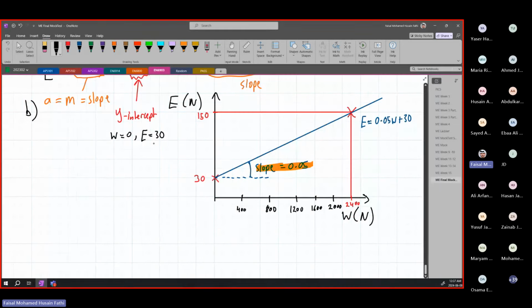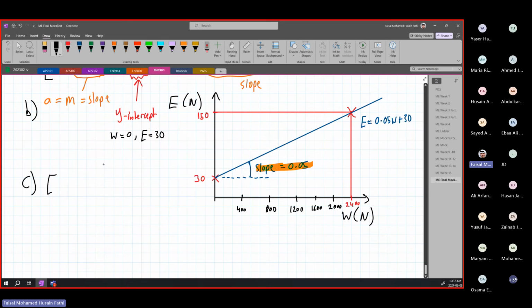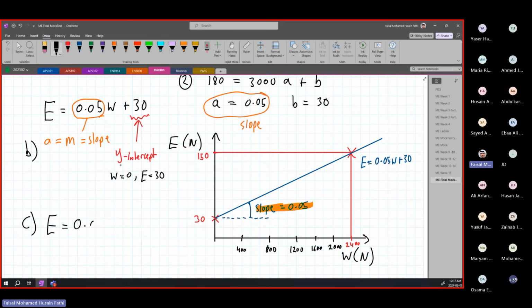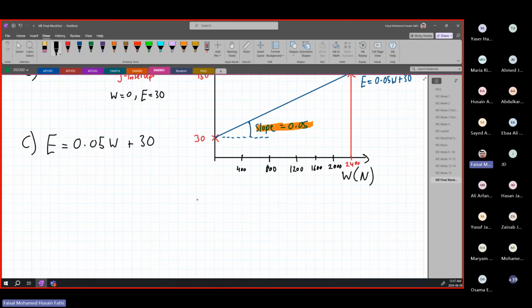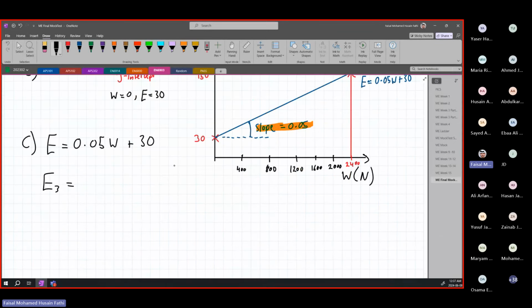So now in part C, let's first of all write our equation of the law of machine. So it's 0.05 W plus 30. They say now an effort E3 is equal to 200 newtons. What will be W3? This is what they're asking. What will be your load? What load can this effort carry?